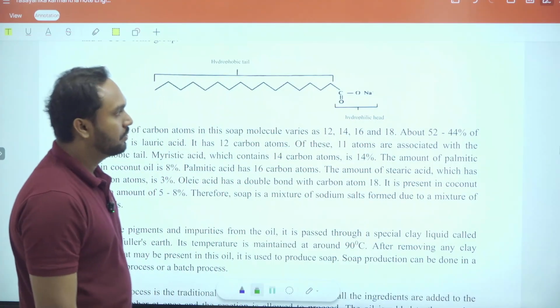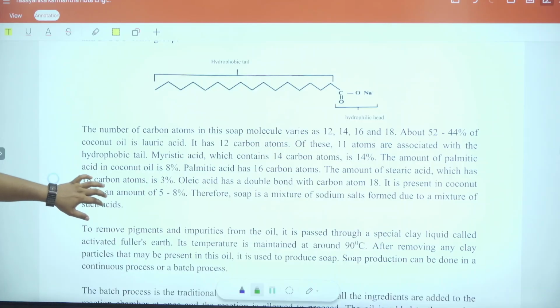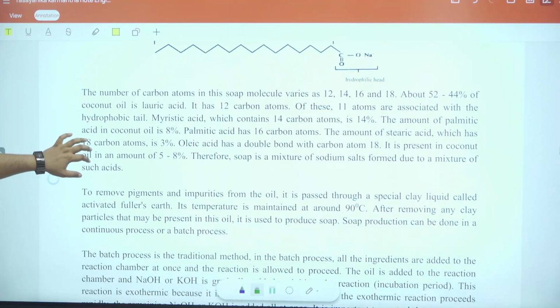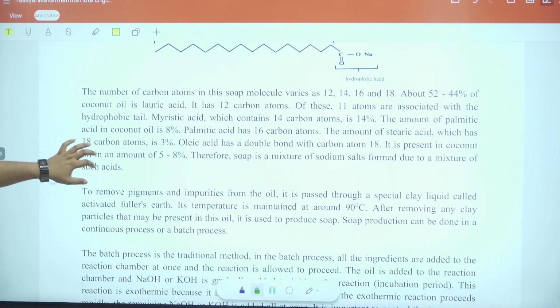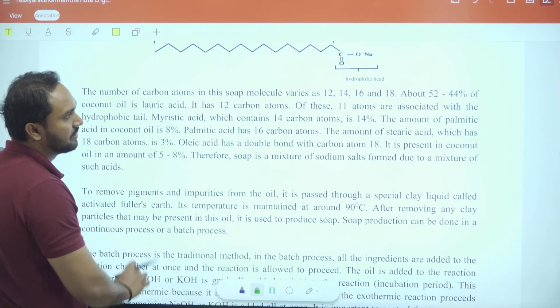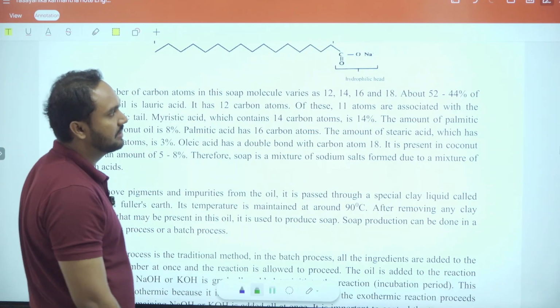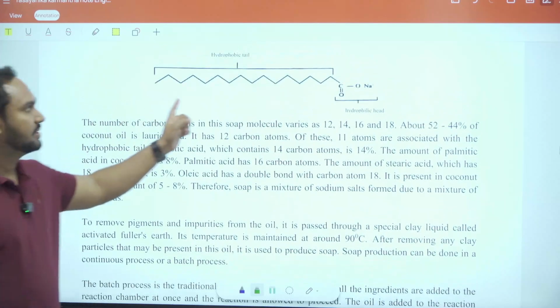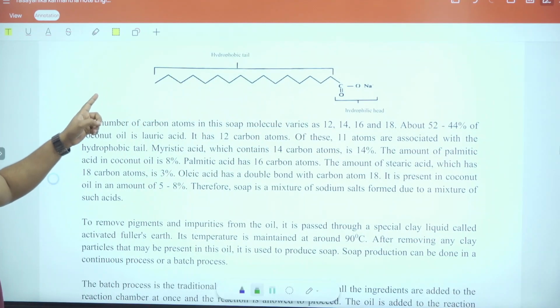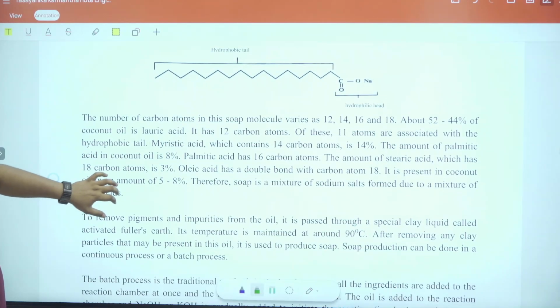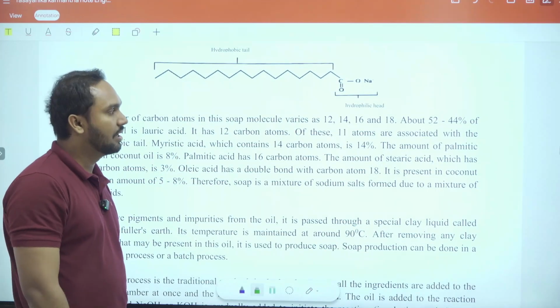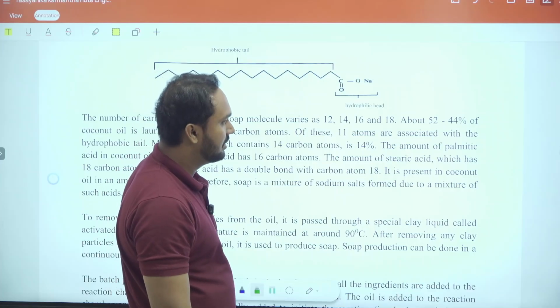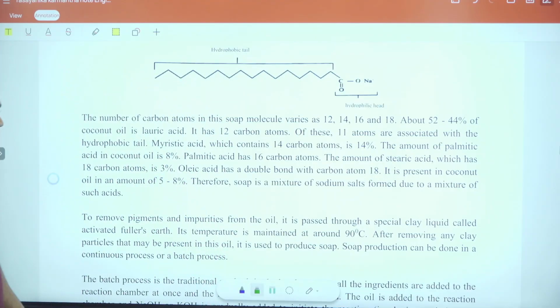About 52 to 44% of coconut oil is lauric acid. We discuss a bit of this under biomolecules, right? So nothing much to worry about. It has 12 carbon atoms. This is about the lauric acid. Of these, 11 carbons are associated with the hydrophobic tail, right? Now myristic acid, which contains 14 carbon atoms, is 14%.